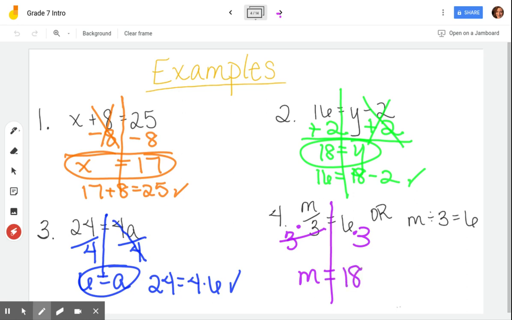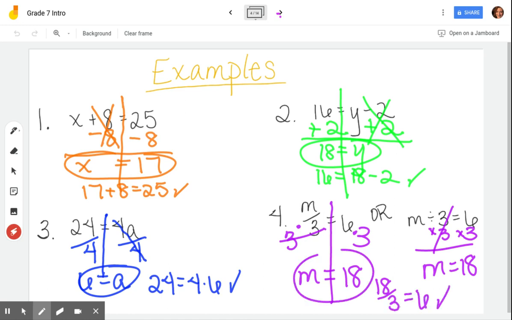It would have been the same over here on the one I have written on the right. The opposite of dividing is multiplying. So I would still get m equals 18. So I think the answer is 18. I'm going to plug it in and check. Instead of writing m over 3 or m divided by 3, I'm going to say 18 divided by 3 equals 6. We know that's true, so we know our answer's good.